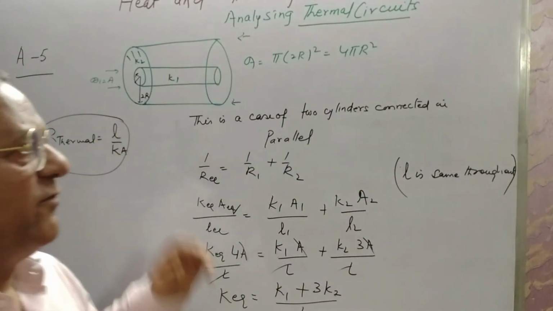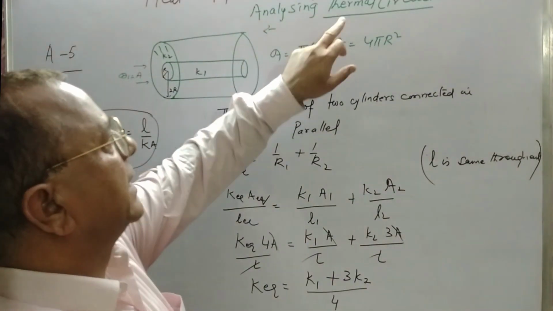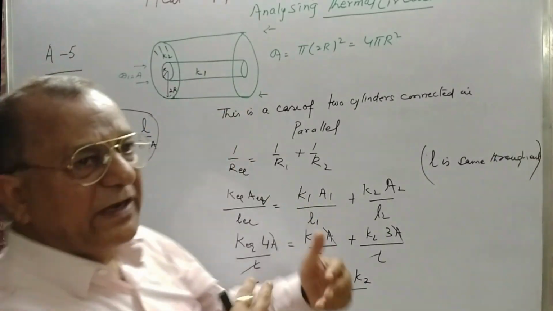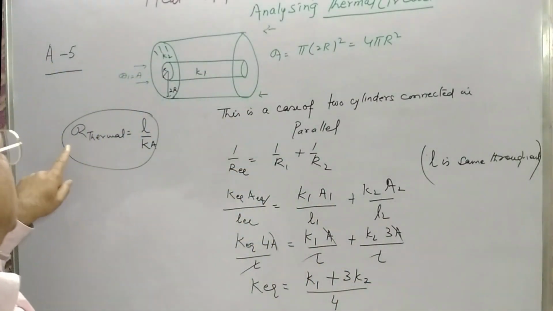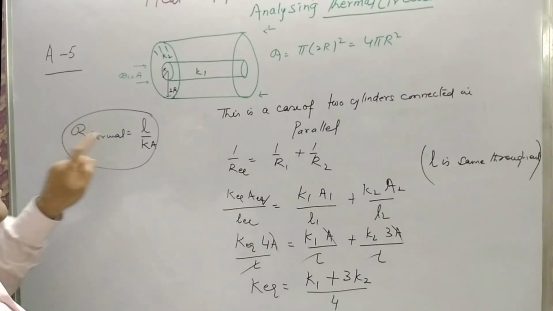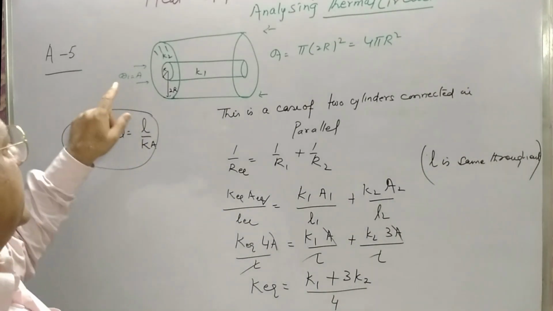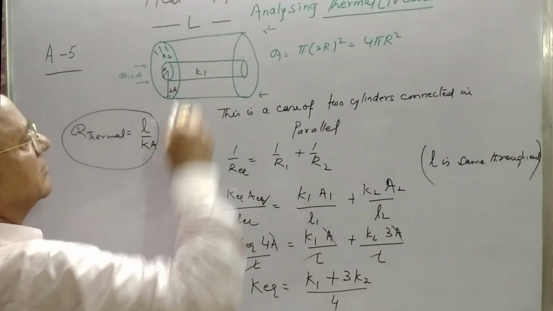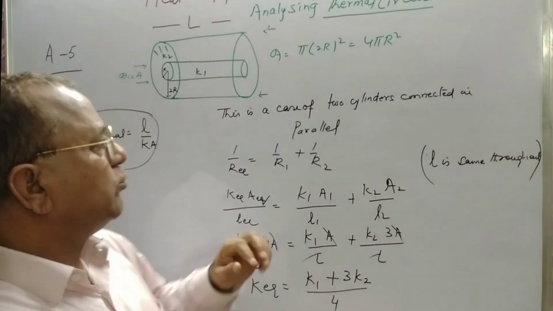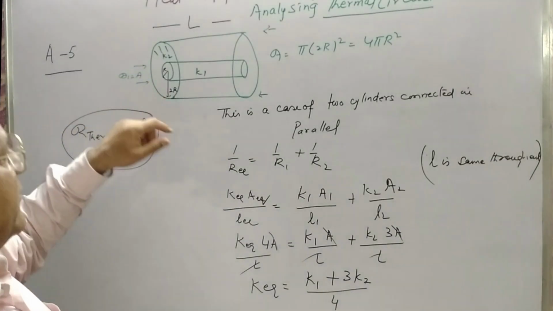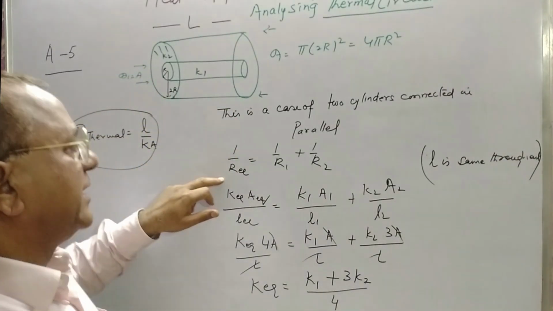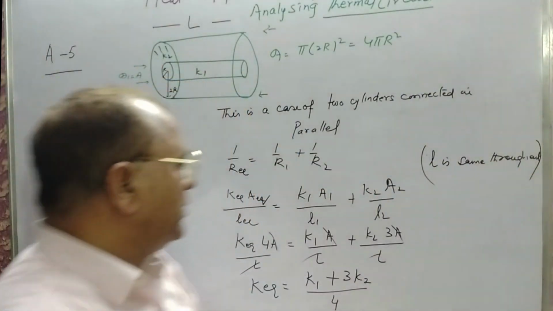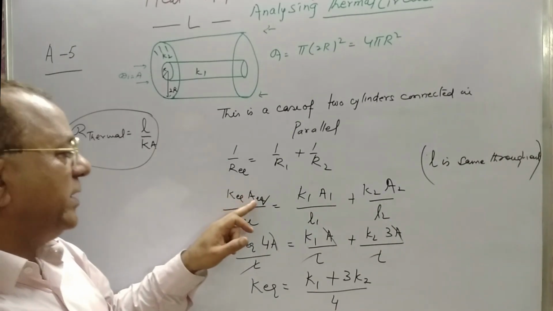Let us discuss answer number 5. Because we are analyzing thermal circuits, this is a case of parallel combination of resistances, and thermal resistance R is equal to L by KA. In this case, this whole length is L. So there are two cylinders connected in parallel. Therefore, for the parallel combination, 1 by R equivalent is equal to 1 by R1 plus 1 by R2. L is the same throughout.